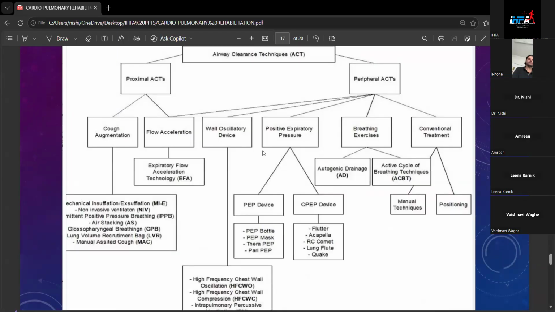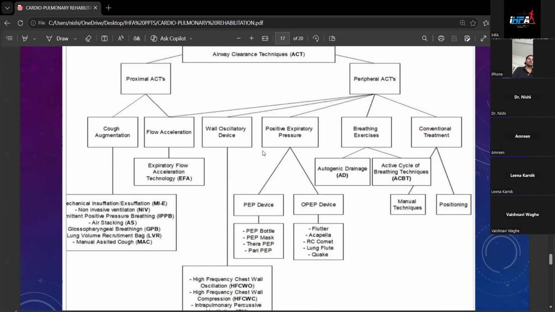So this picture, what you're seeing, I've taken from one of the research articles. I think this research article was published in 2018 or 19, I'm not very sure. But in that they have given a wide range of different options of airway clearance techniques. As you can see, one is proximal, one is peripheral. So according to your patient, your choice of airway clearance technique has to be chosen.